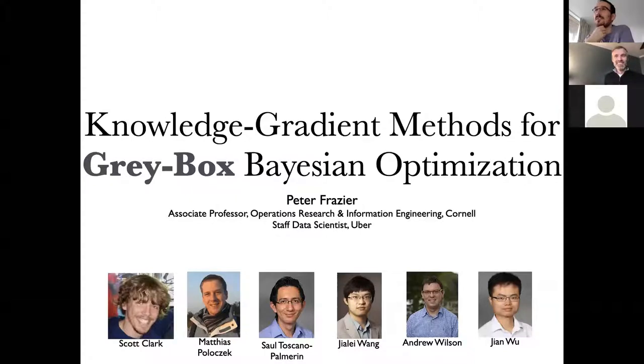So Peter is Associate Professor at Cornell University in the School of Operations Research and Information Engineering, and he's also staff data scientist at Uber. He finished his PhD in 2009 in the Operations Research Department at Princeton University, and his research interests span Bayesian optimization, but also some interesting topics, for example, incentive design for social learning. I found those bits quite interesting. I hope we're going to catch up on these topics later on. But he also works a lot with applications, like drug discovery, medicine, biochemistry, and so on.